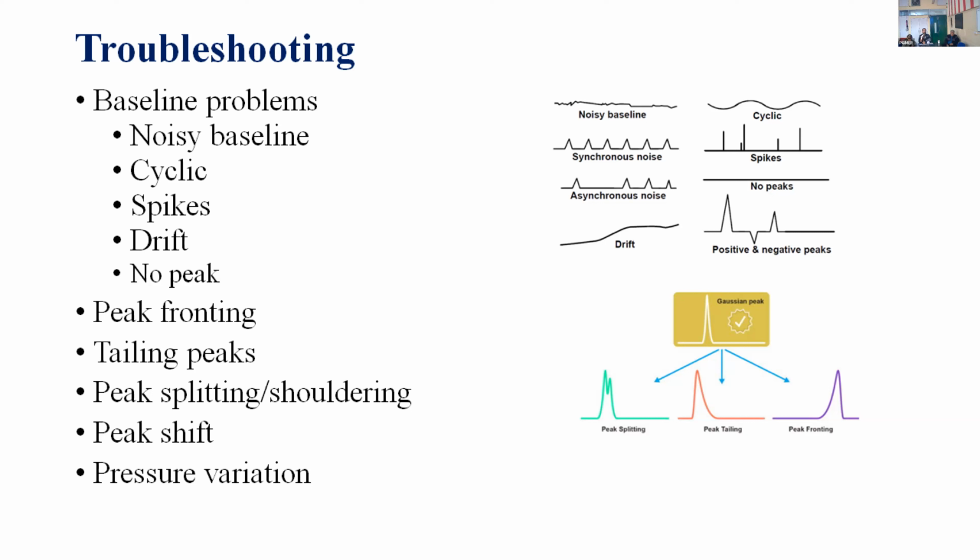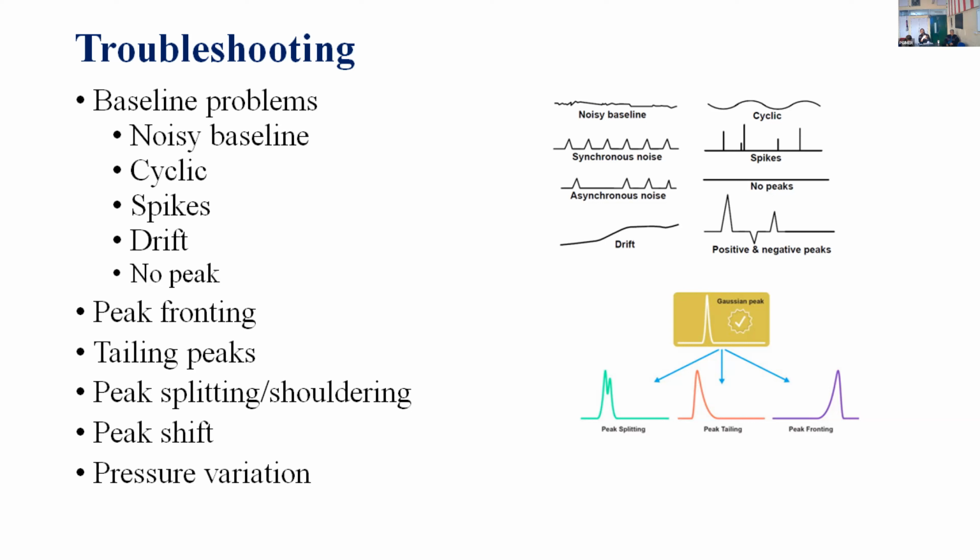A cyclic baseline comes when there is a fluctuation in the temperature of the column oven. Spikes we get once air bubbles are trapped in the head of the detector. Drift: we see drift in a baseline usually during our gradient method. Once one part of the gradient mobile phase has more affinity to absorb UV light, then as the concentration of the second part increases, the baseline goes up and it causes the drift in the baseline.